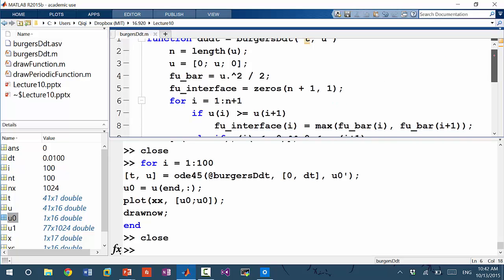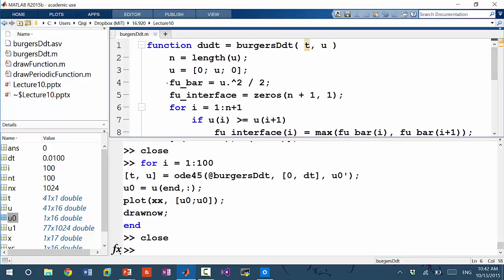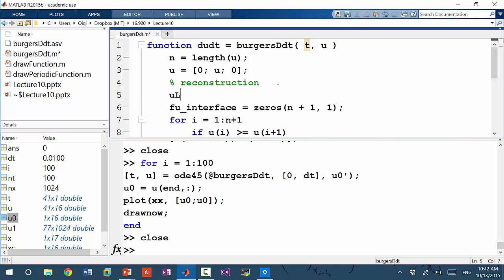Okay, so the next, f of u bar is no longer useful, right? It's no longer useful because we don't want to compute, we only want to evaluate f at the left and right values. So we need to do a reconstruction here, okay? We want to first reconstruct UL at faces.